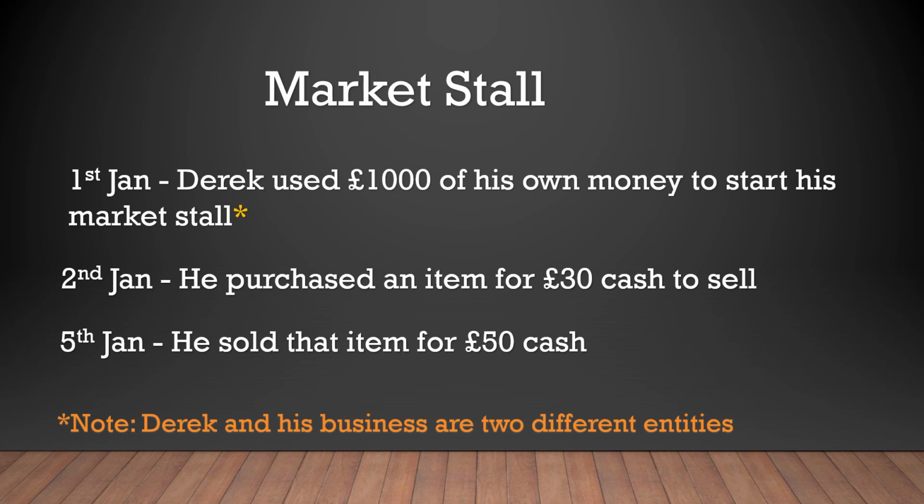Now, just a very, very important note here, and this is what confuses people in later lessons. Derek and his business are two entirely different entities. That's really important to note for when we go into future lessons. So if Derek gives £1,000 to the business, he is effectively loaning the business that. That's the way you kind of have to think about it. Derek and his business are two different things. Okay, that's very important to note.